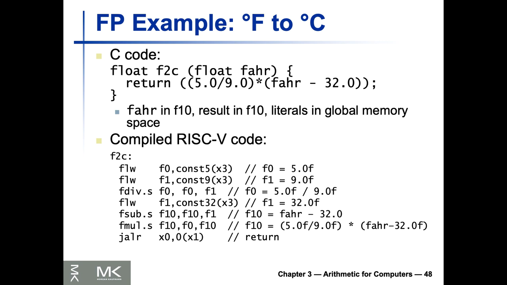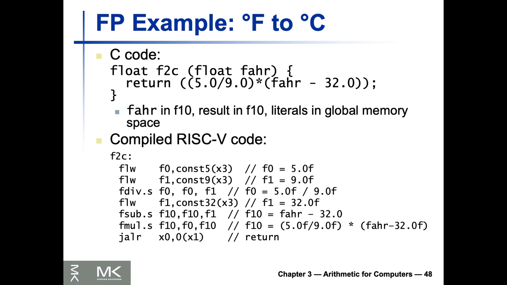So in this case, for instance, we have a floating point example. The procedure is called FAHR, so Fahrenheit. In this small code snippet, we're going to convert Fahrenheit to centigrade. So it's a float F2C, which receives a float Fahrenheit, and it's going to return the conversion: 5 over 9 multiplied by the value of Fahrenheit minus 32, right? As you see here, FAHR is in floating point register F10, and the result would be in F10.